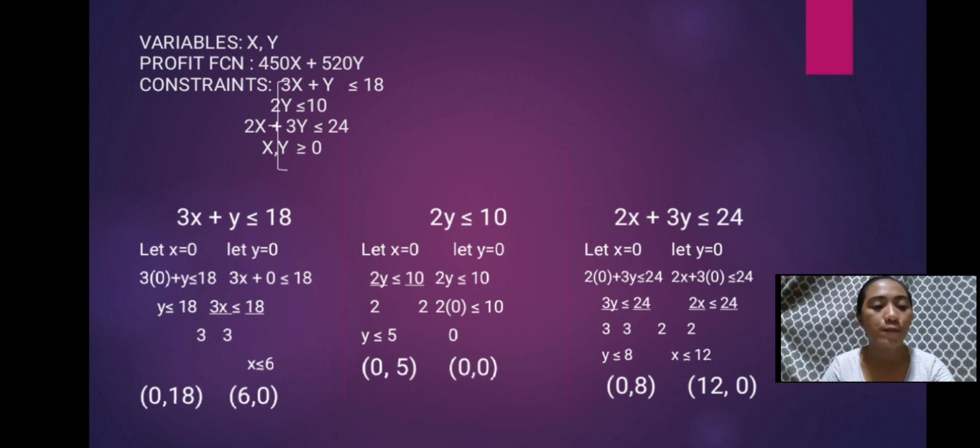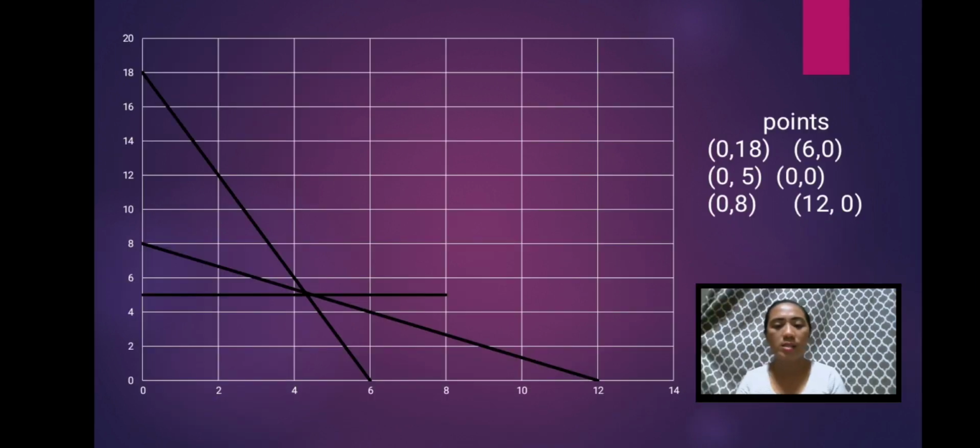So we have to graph. This is our graph. So we have the points (0, 18) and (6, 0). So we plot this. And then (0, 5) and (0, 0). So we have a straight line for (0, 5). And then next is (0, 8) and (12, 0). So we got this, and this visible region, as you can see, these are the possible points that we get.